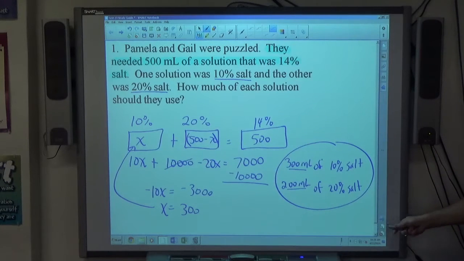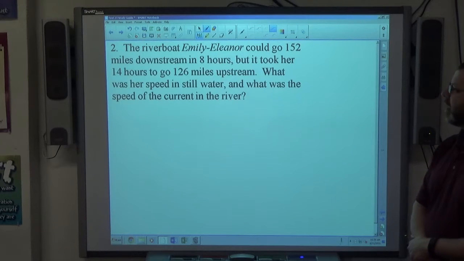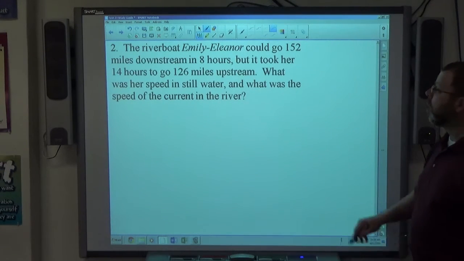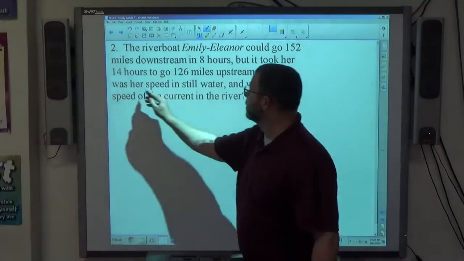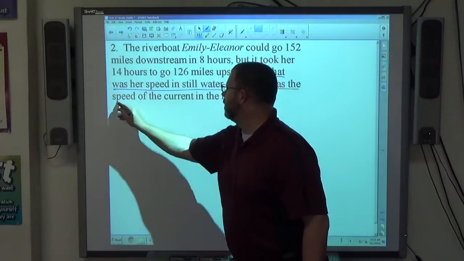Number 2. The riverboat Emily Eleanor could go 152 miles downstream in 8 hours, but it took her 14 hours to go 126 miles upstream. What was her speed in still water? And what was the speed of the current of the river?